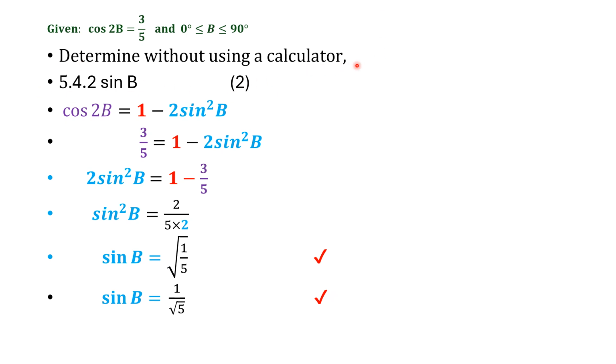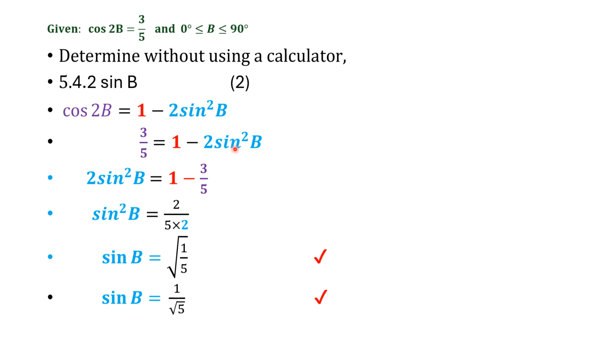Determine without using a calculator, 5.4.2. Now we want sin b. So again, working from the double angle of cos given, I have to write this in terms of sine with a singular angle. So cos 2b equals 1 minus 2 sine squared b. So you see it went from a 2b to being a b, because that is what they technically want. Right, cos 2b is 3 over 5, equal to 1 minus 2 sine squared b.